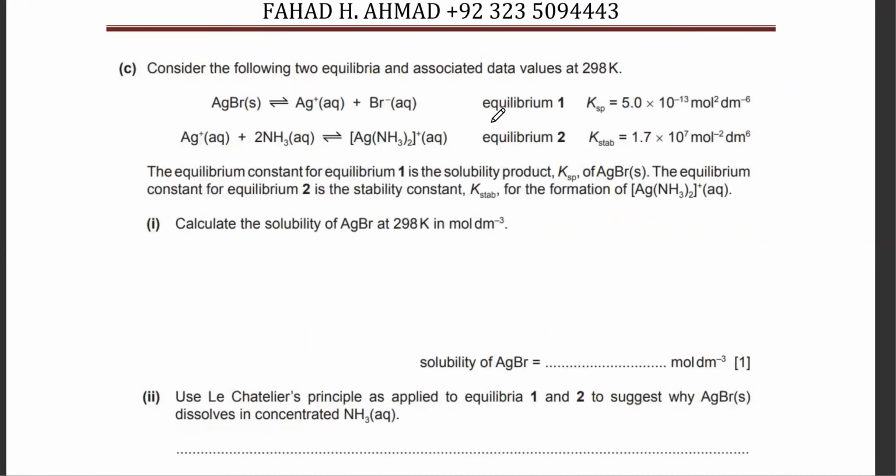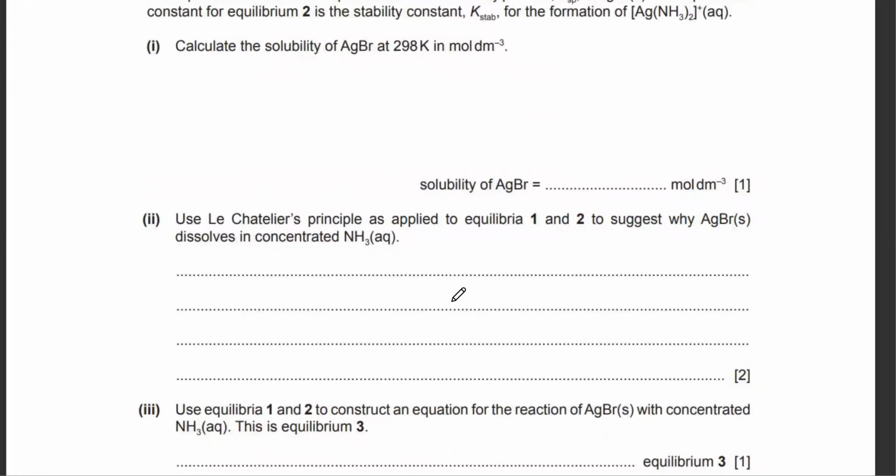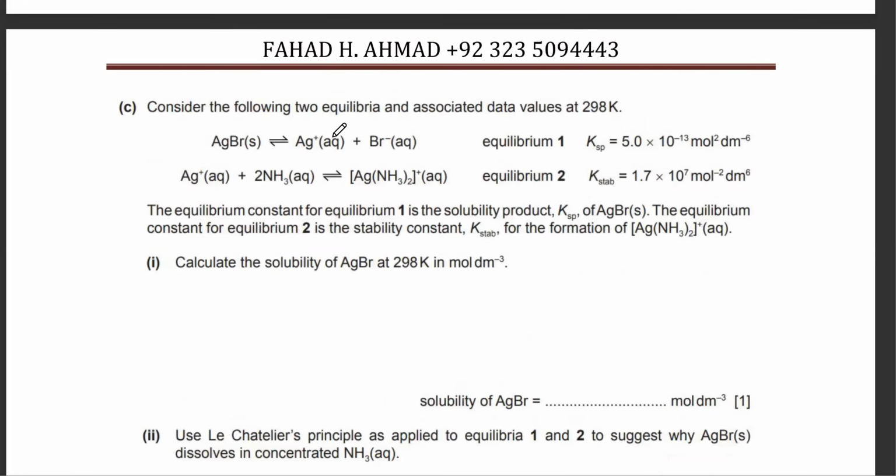Now the next one is about stability constants. The stability constant is simply an equilibrium constant, or you can say it's the Kc of the equilibrium of ligand exchange. So let's ignore the solubility calculation. He's saying use Le Chatelier's principle as applied to equilibrium 1 and 2 to suggest why AgBr dissolves in concentrated NH3. So why does AgBr dissolve in concentrated NH3? The reason is, if you have concentrated NH3, right, where would this equilibrium shift? Forward or backwards?